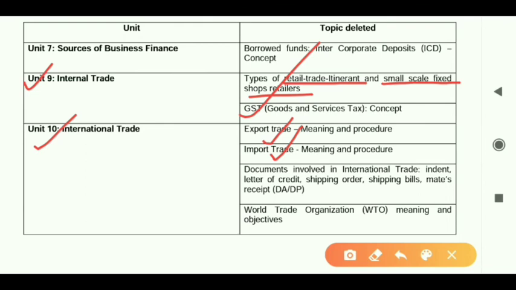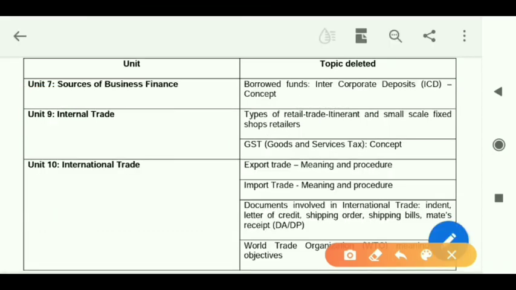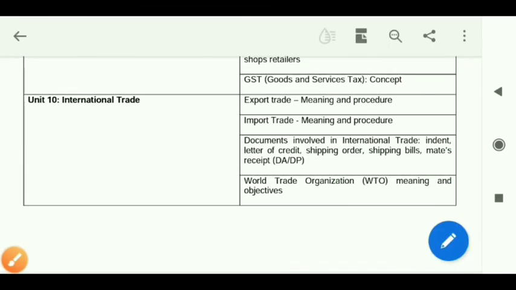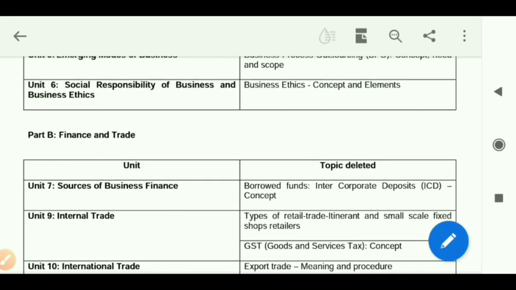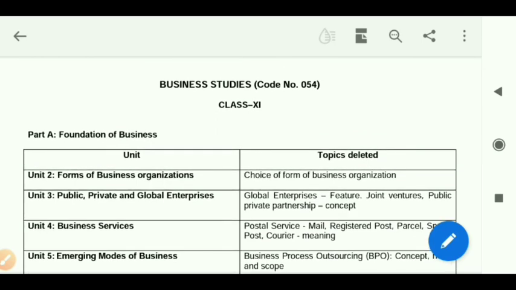After that, there are certain documents that are also excluded from our syllabus. And lastly, the portion about the World Trade Organization: its meaning and objectives are also removed from our curriculum. So that was all related to the changes and topics removed by CBSE.